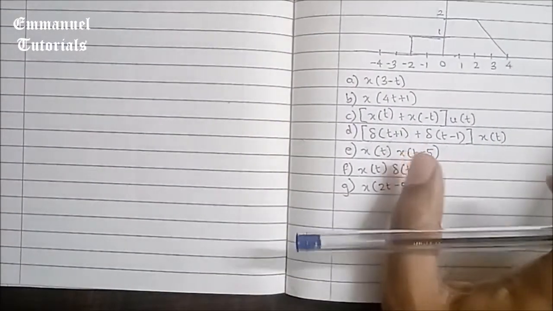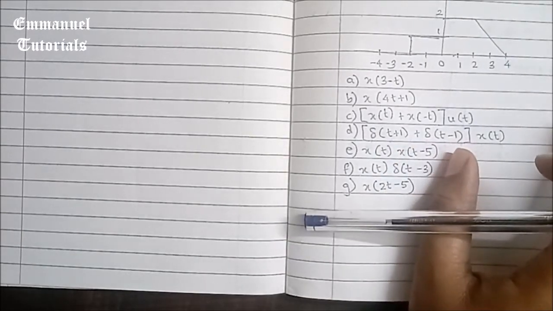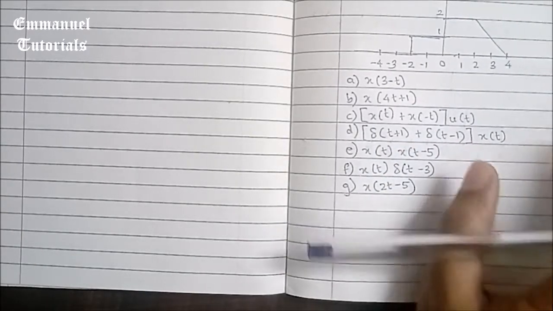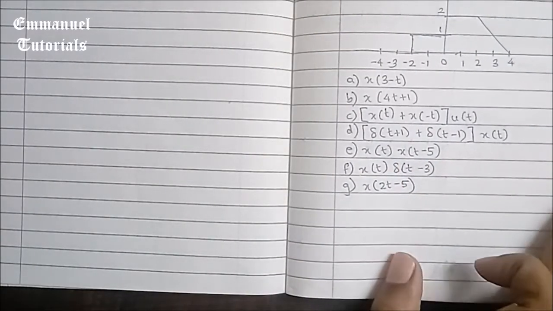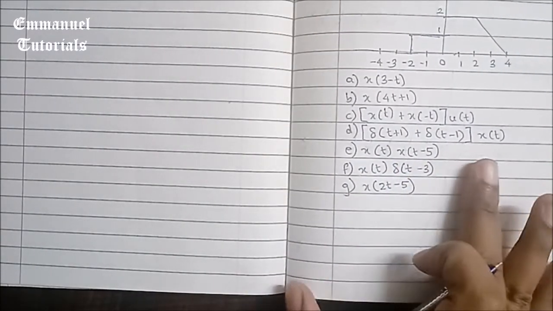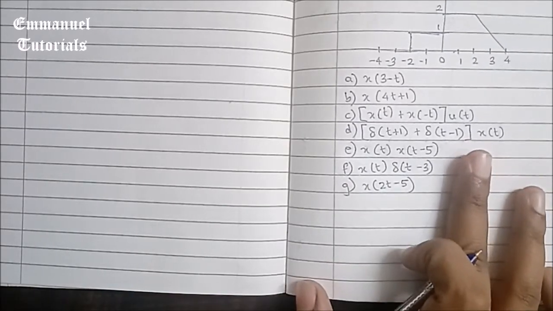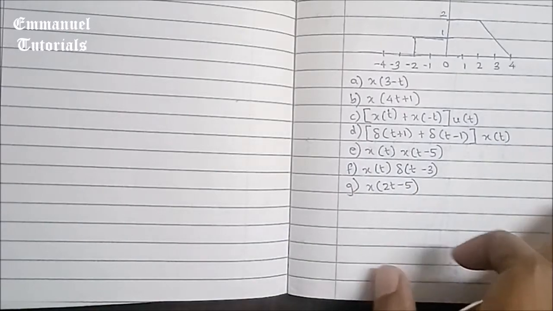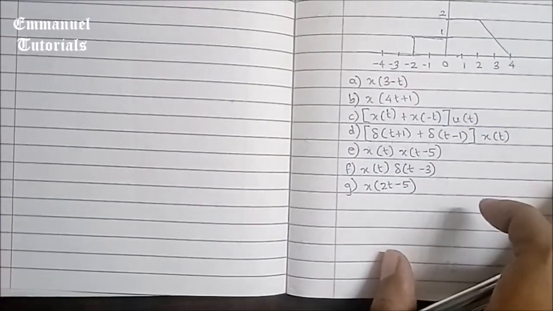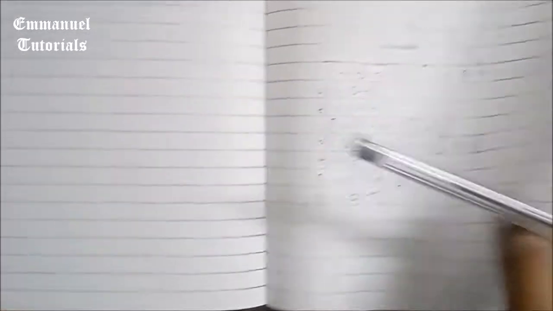Now let's go to the c part. In c, we have to do x of t plus x of minus t, into u of t. What we're going to do is similar to how we find the odd and even parts, but here we are not dividing the expression by 2, and we are multiplying it by u of t. That's the difference. Now let's do this part.